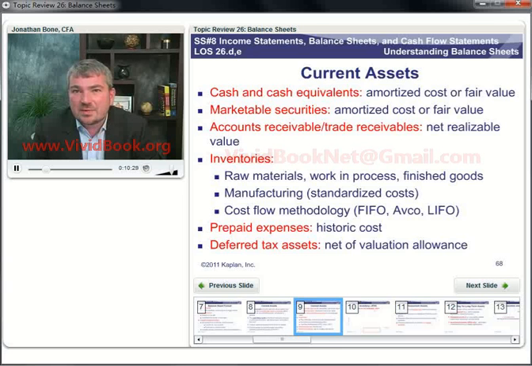Accounts receivable and trade receivables typically are going to be held at their net realizable value, i.e. we take the amounts owed by customers and we deduct the bad debt provision. Inventories, well, of course we have our raw materials, our work in progress and finished goods. What is work in progress? It's goods that we've started to construct at the balance sheet date but not yet completed.